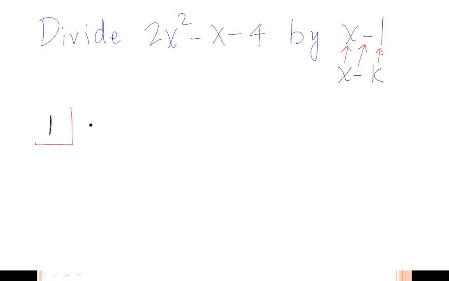Okay, what goes in this row here? The coefficients of your dividend. And you also have to make sure that every term is represented here. So you have the x squared term, and it should go in descending order, x to the first, and you have your number. So we should write 2. What's the next coefficient? Minus 1, and then minus 4.